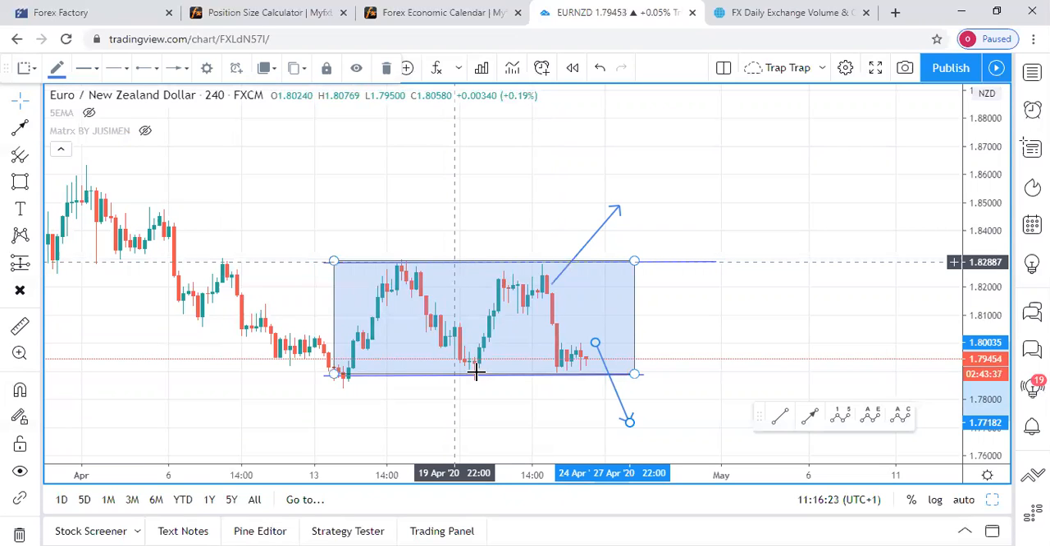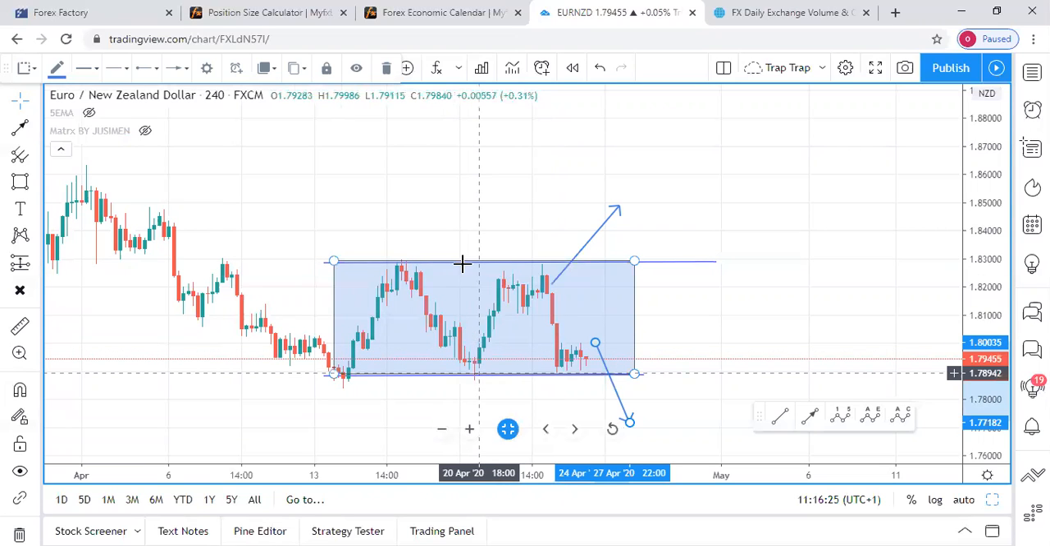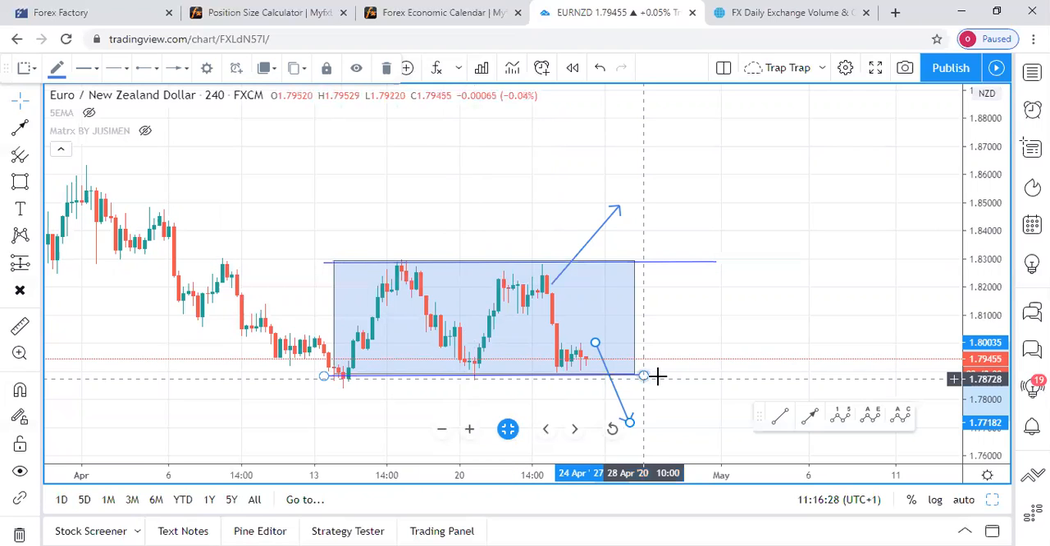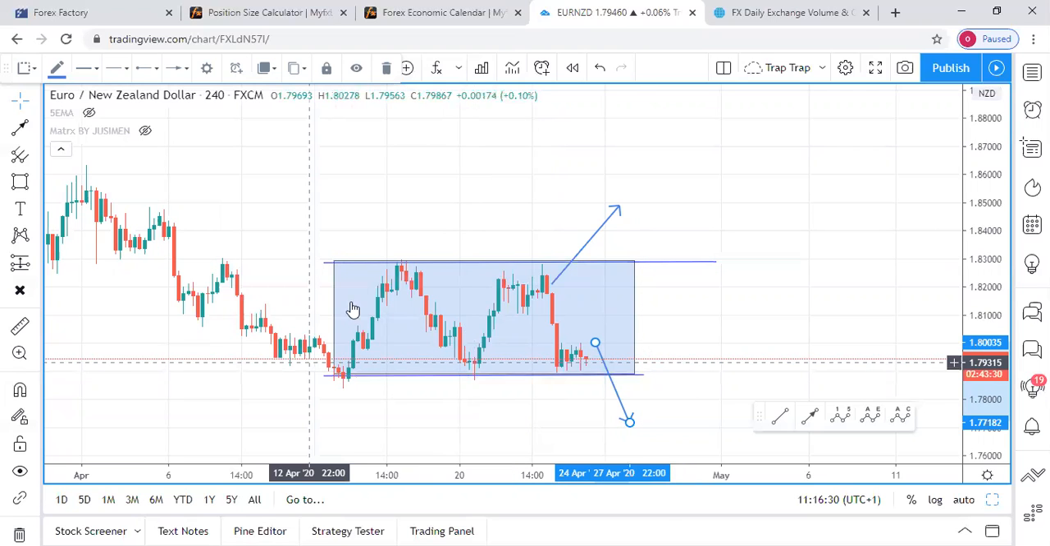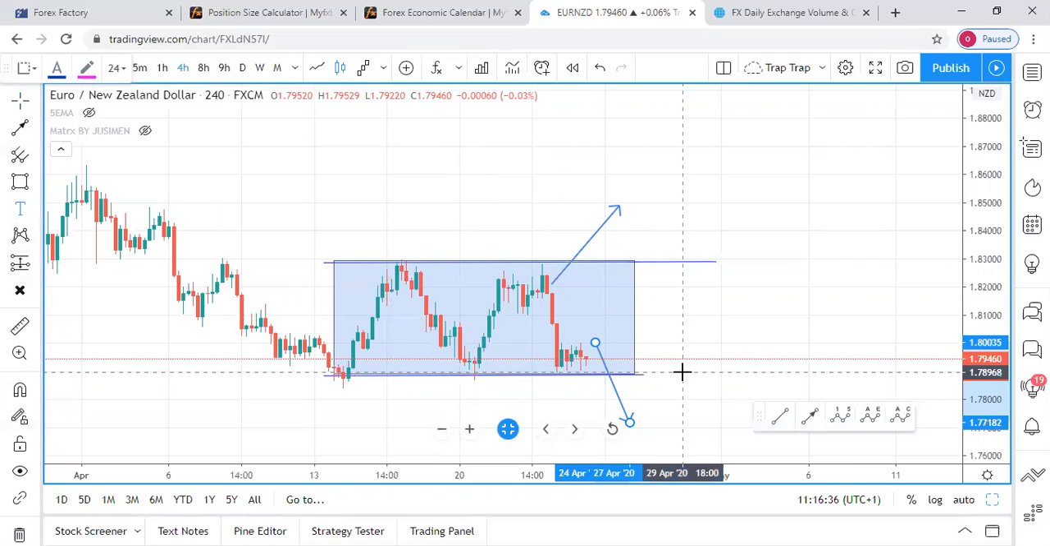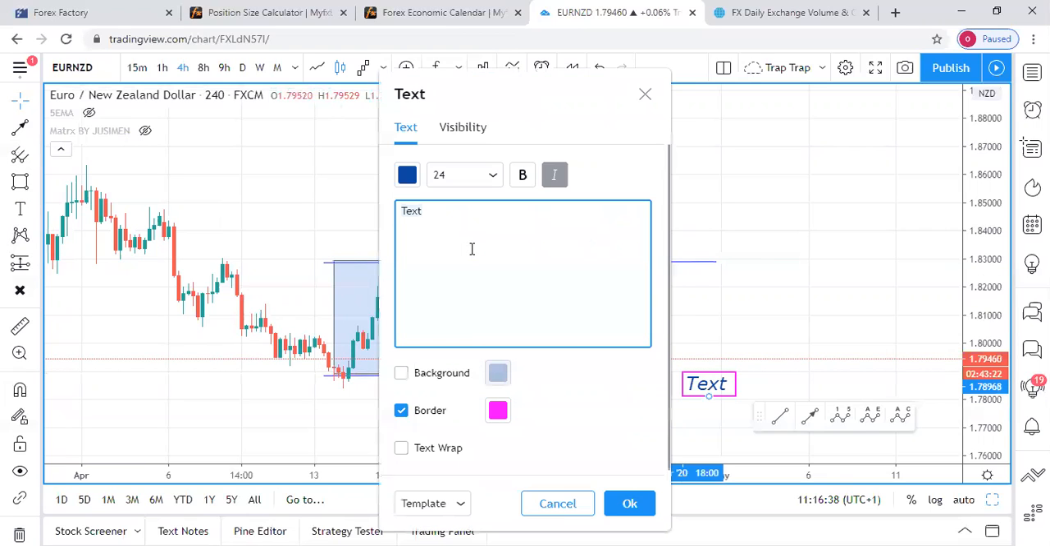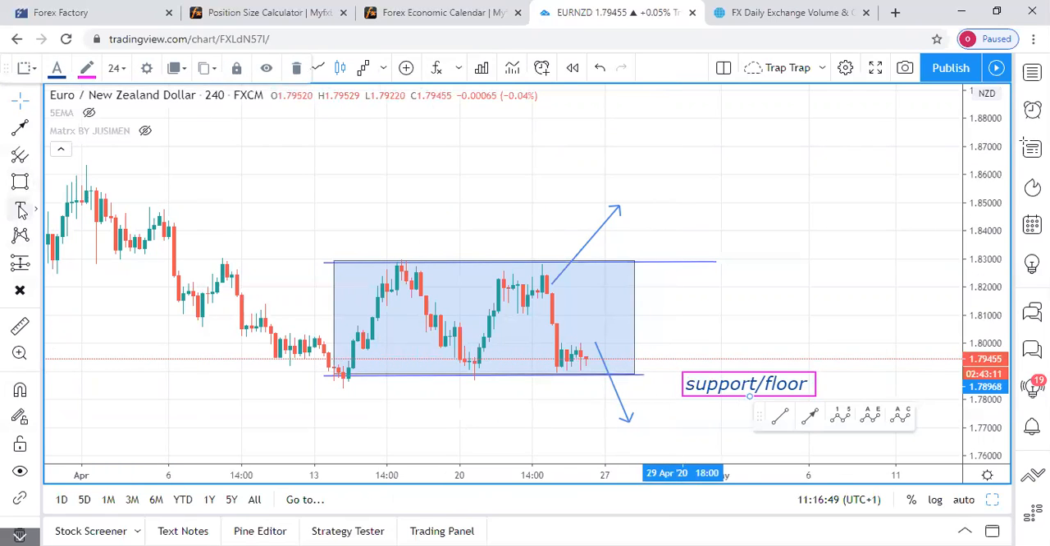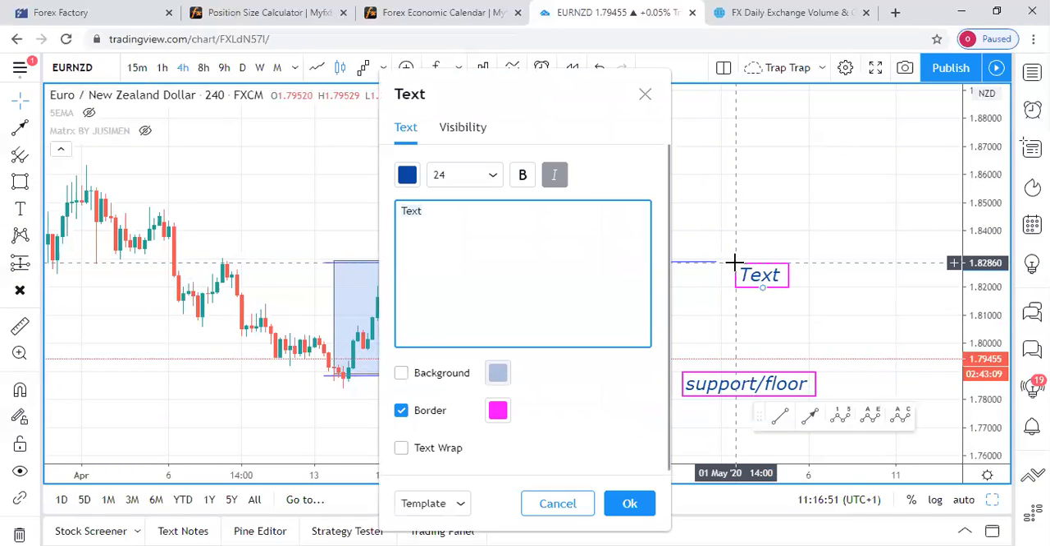Support is usually beneath, resistance is above. So this area becomes the support, and above we have the resistance. For the purpose of this, I want to type it in again. So if you're watching the video, this becomes a support, right? What we call the floor.